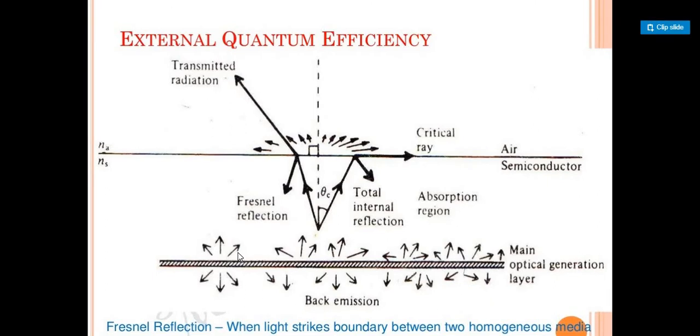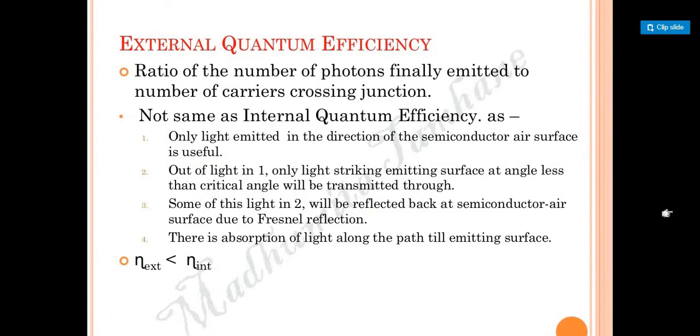So based on those angles, we are able to find out their transmitted radiations. Okay. So the patterns of the radiations we obtain after finding the patterns. Next criteria is to find the analysis. That can be done by considering their strikes. So by using the optical generation layer, we are able to find the back emission as well. Clear? So the absorption region and the back emission we are able to find out.